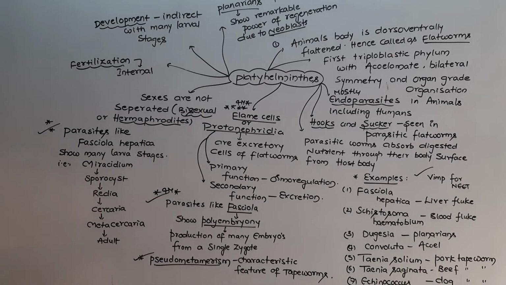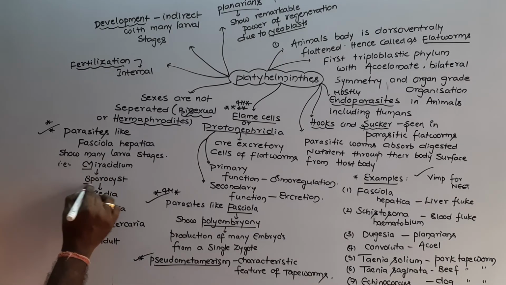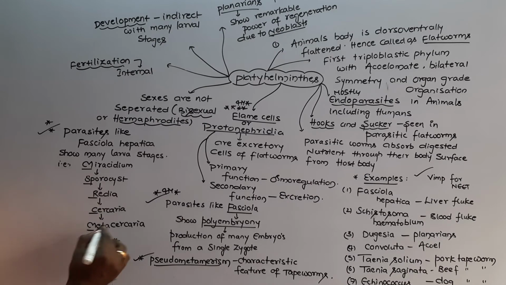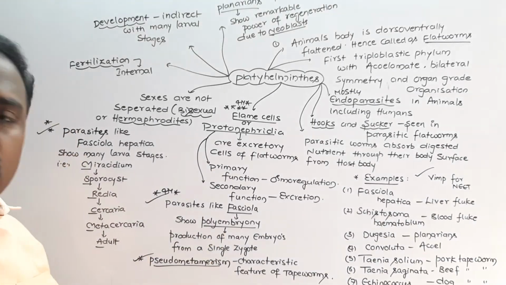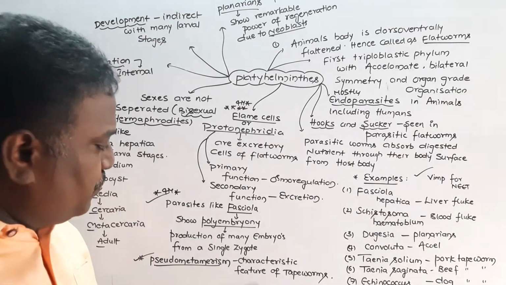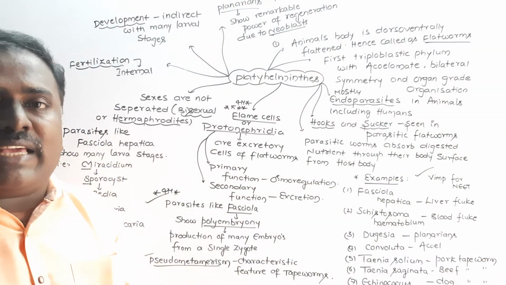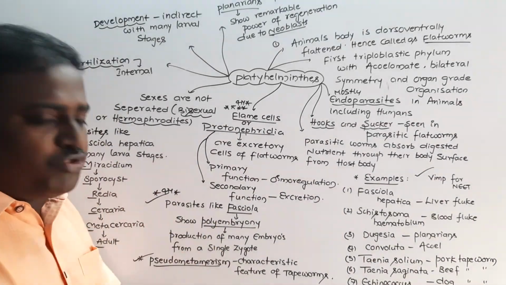The life cycle of some parasites is more complex because they become adult by passing through different stages: miracidium, sporocyst, redia, cercaria, metacercaria, and then the adult. Parasites like Fasciola hepatica, commonly called liver fluke, show a condition called polyembryony. What is polyembryony? Production of many embryos from a single zygote is called polyembryony. This is one of the most important.